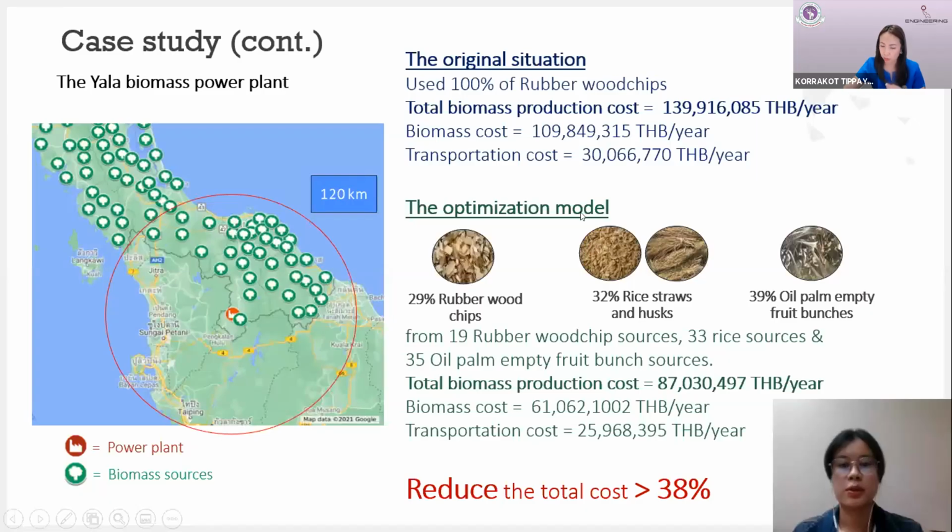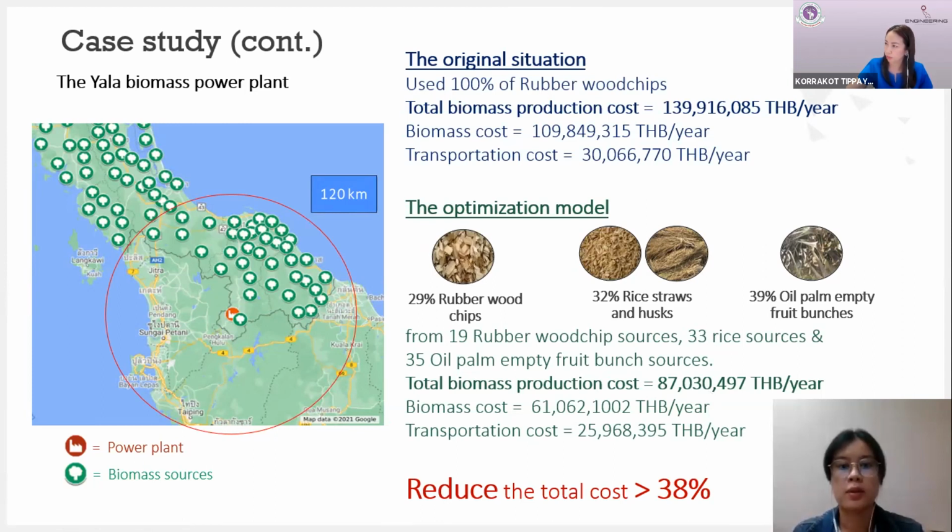The results show that the total biomass supply to electricity production cost was about 87.03 million baht per year, with a biomass cost of 61.06 million baht per year and a transportation cost of 25.97 million baht per year, by using rubber wood chips, rice residual, and oil palm empty fruit bunches from 35 sources. In comparison to the original situation of 100% rubber wood chips, the proposed operation used 3 types of biomass.